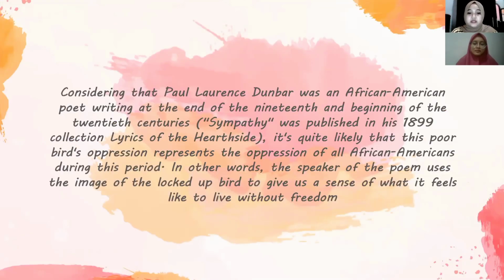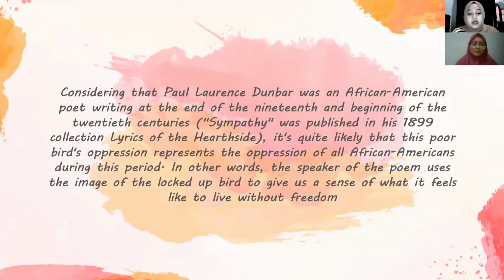Considering that Paul Laurence Dunbar was an African American poet writing at the end of the 19th and beginning of the 20th century, Sympathy was published in his 1899 collection Lyrics of the Hearthside. It's quite likely that this poor bird's oppression represents the oppression of all African Americans during this period. In other words, the speaker of the poem uses the image of the locked-up bird to give us a sense of what it feels like to live without freedom.